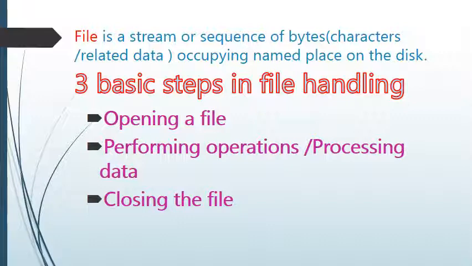There are three basic steps in file handling. The first one: if you want to work with a file, you must definitely open the file. After that, we can do our operation. That means you can process data which is already stored in a file. After processing, definitely it must be closed.